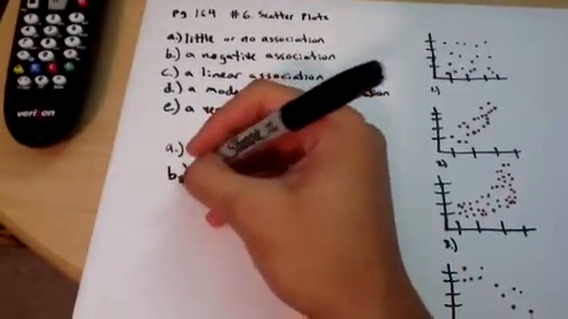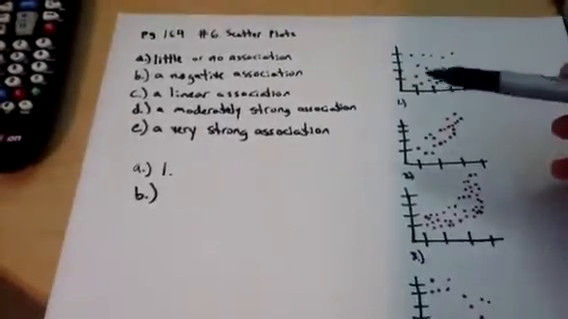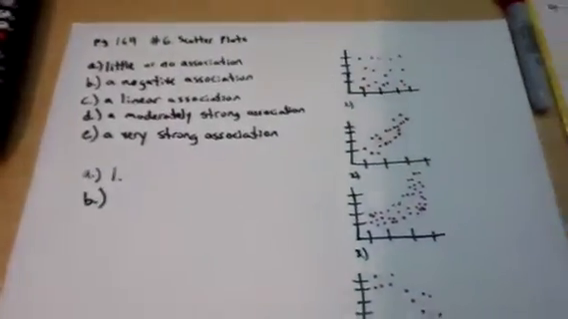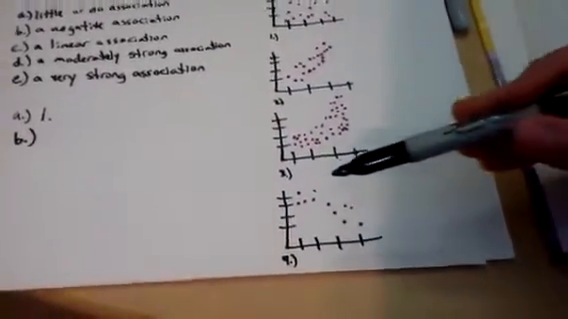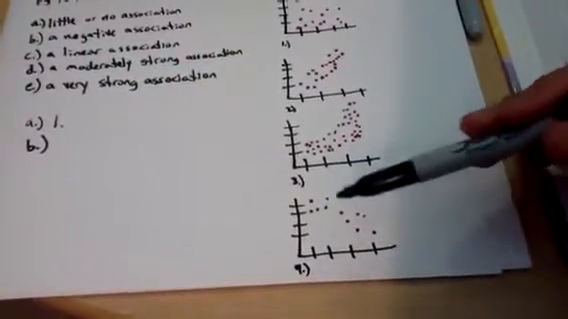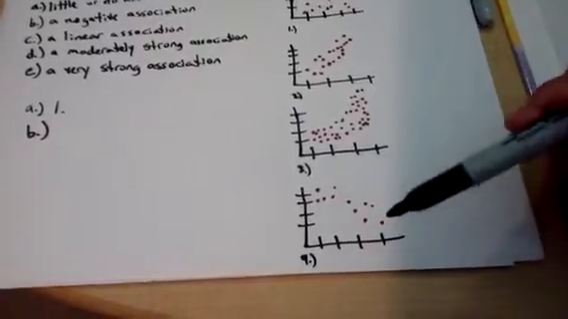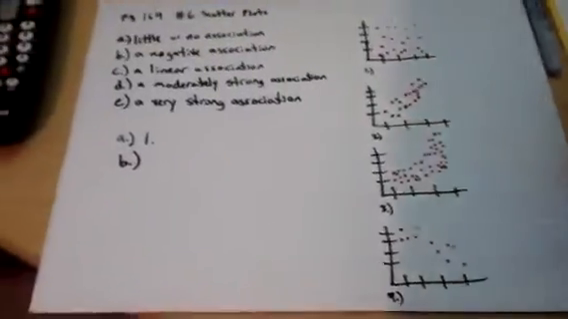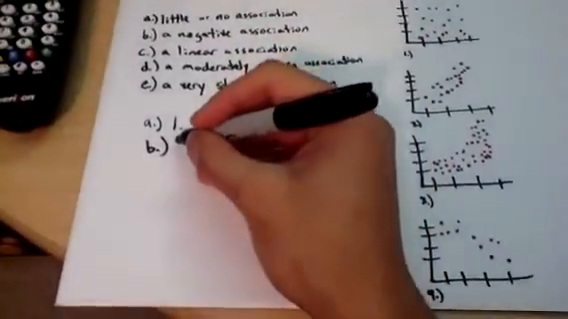Letter B, a negative association. This probably would be negative because it's going on a downward slope, like it has a negative slope, so B would be 4.